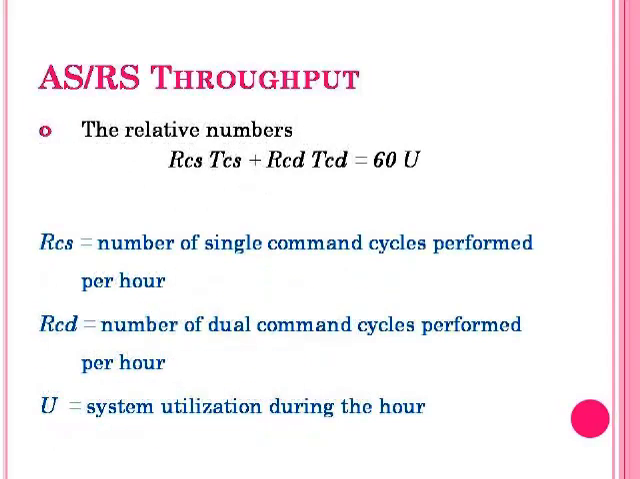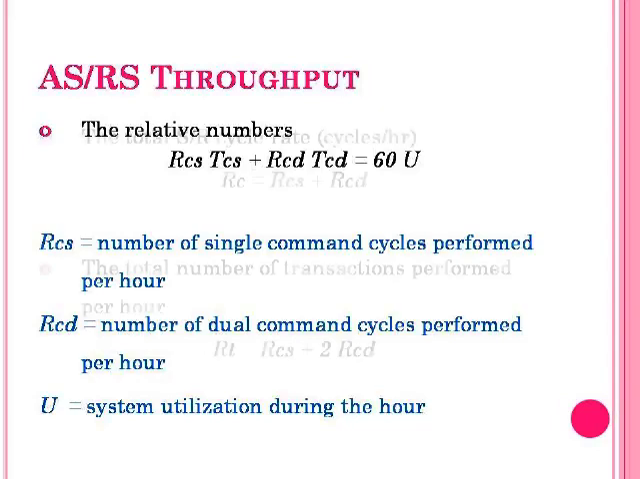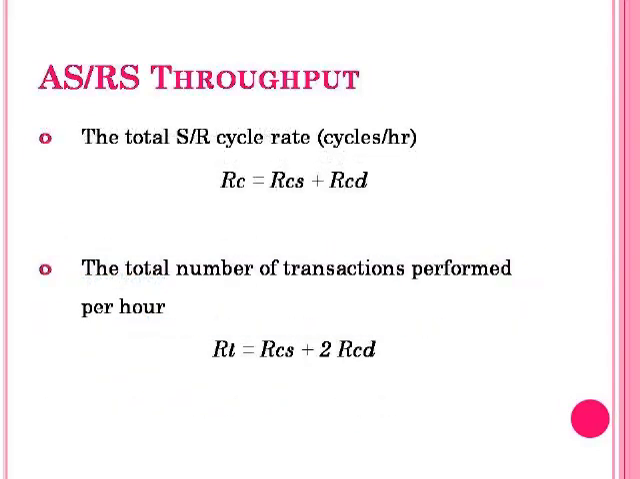The relative numbers: RCS TCS plus RCD TCD is equal to 60U. RCS is number of single command cycles performed per hour, and RCD is number of dual command cycles performed per hour. U is system utilization during the hour. The total SR cycle rate, number of cycles per hour, is RC equal to RCS plus RCD. The total number of transactions performed per hour is RT equal to RCS plus 2 into RCD.